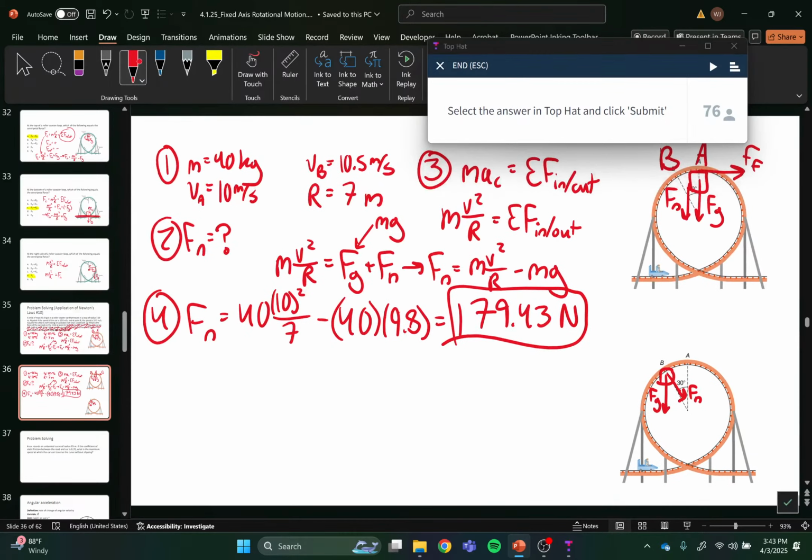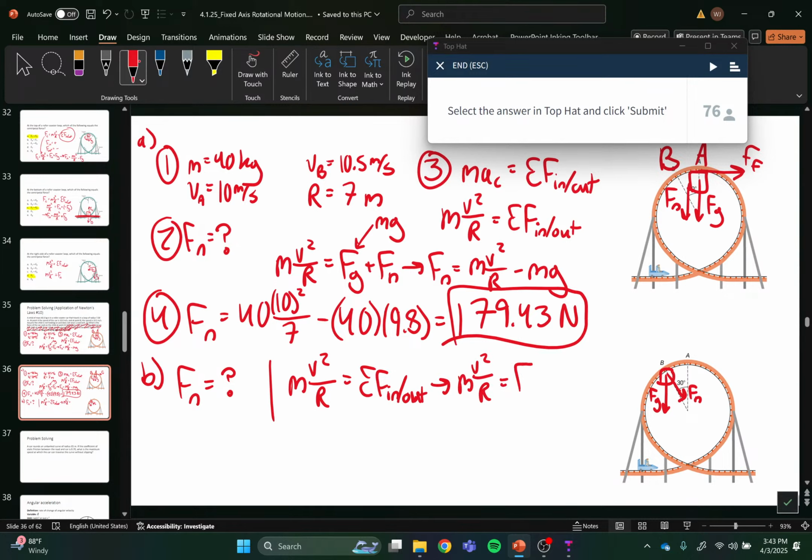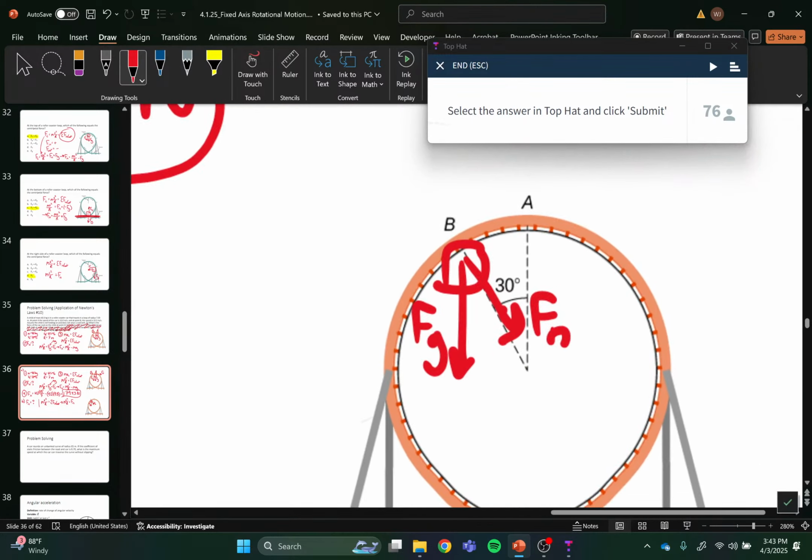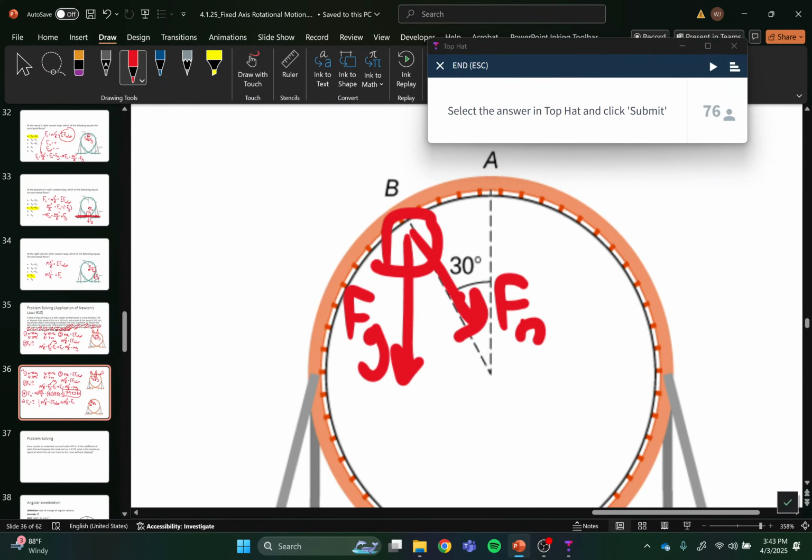Part B is the exact same problem. There's just one little thing you've got to be careful of. And again, I'm not going to test you all on this, so don't stress it too much. So part B, we're finding the normal force. We're going to do the exact same thing. mv squared over r equals the sum of forces pointed in and out. Great. So mv squared over r equals definitely normal force. No problem. The thing that I would just want to point out here is Fg.